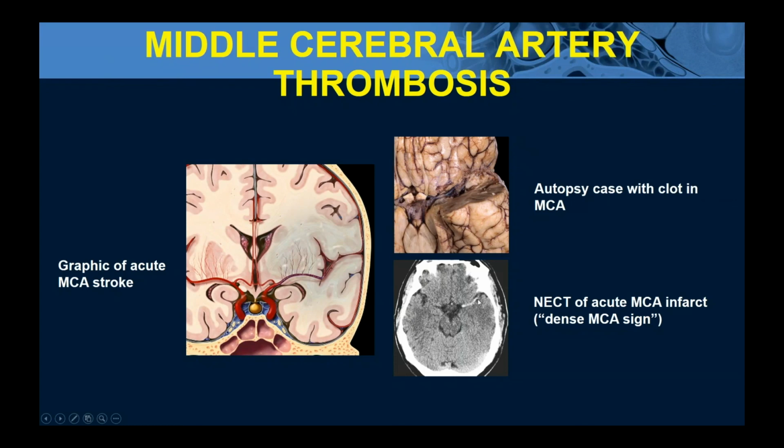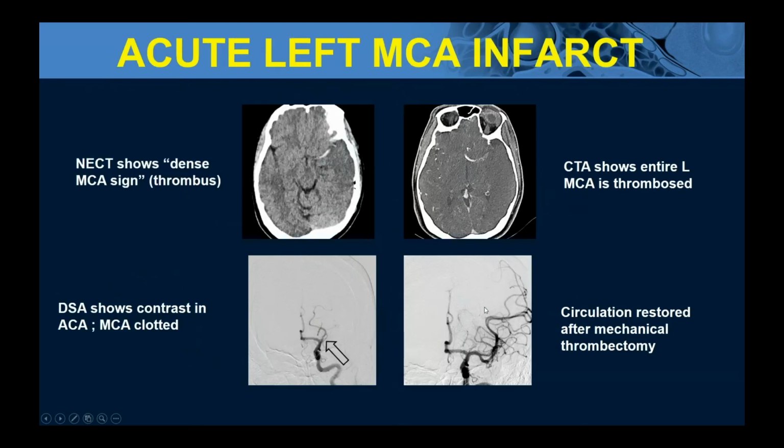Here is a non-contrast CT scan of an acute middle cerebral artery with thrombus in it, the so-called dense MCA sign. Here is another patient, an acute left middle cerebral artery infarct. We can see the high density in the clot, and you can see the beginning low density, or edema, in the brain in the vascular territory for the middle cerebral artery. Here's a CTA. The blood vessel is opacified to here, and then the rest of it doesn't opacify.